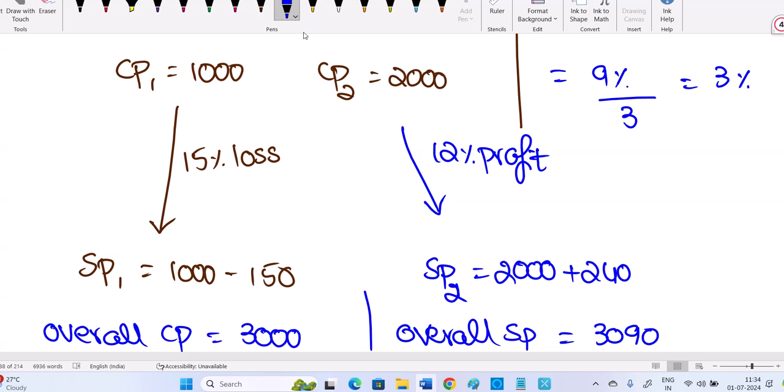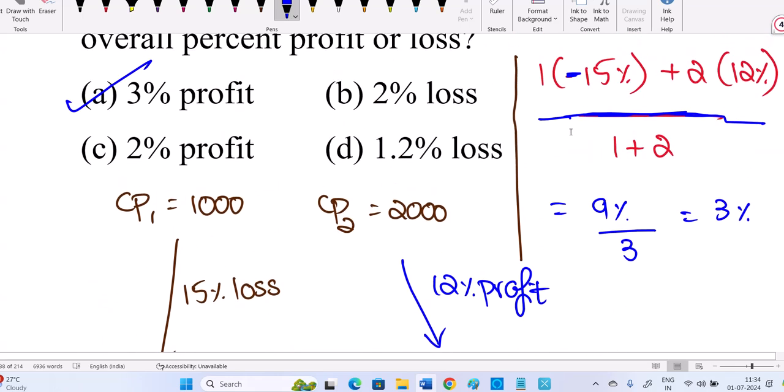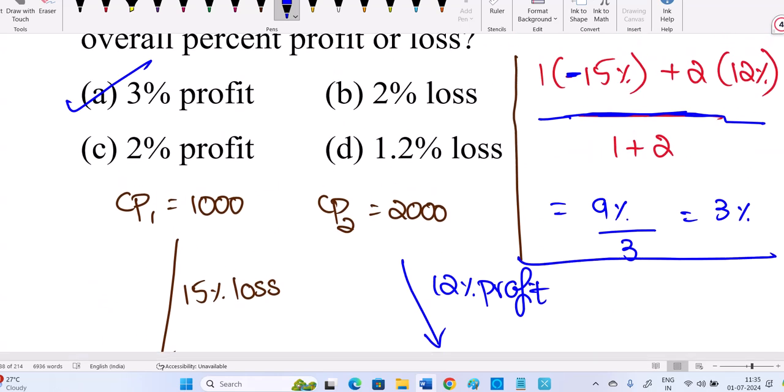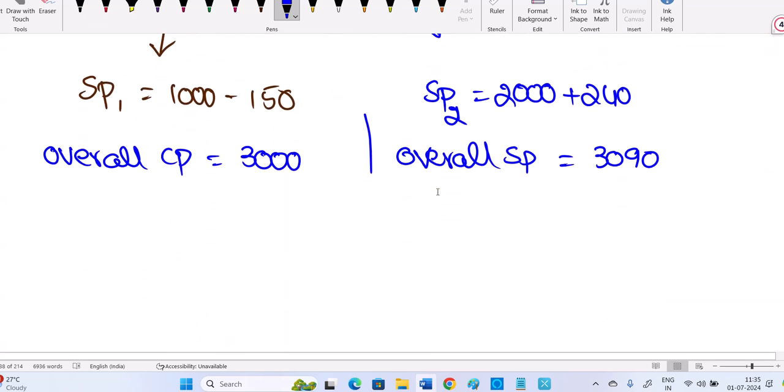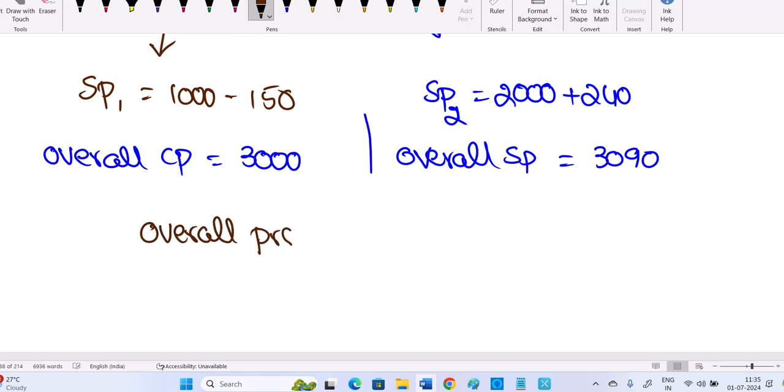Now is it profit or loss? Profit. See, in the shortcut, if you get a positive value, I can say 3% profit. If you get a negative value, we have to say loss. Here I got an overall positive value, means profit. If I got a negative value, I would take it as a loss. Loss is so and so, profit is so and so, like that we have to claim. Now, when you apply the same here, overall CP and overall SP, overall profit is 90. So what is the overall profit percentage? How to calculate the overall profit percentage?